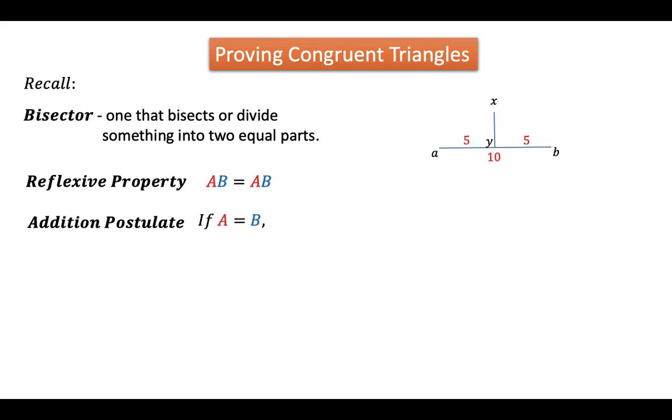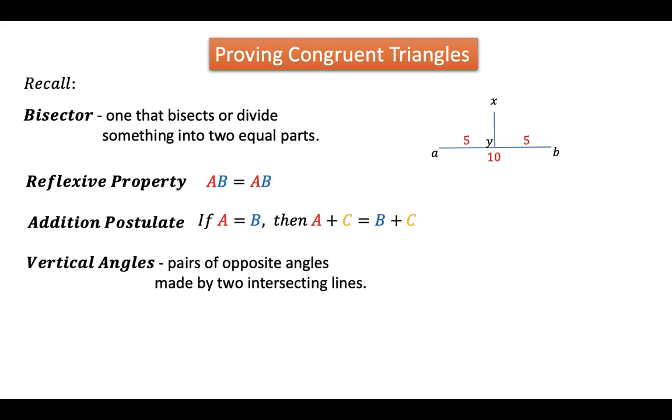When we say addition postulate, if A is equal to B, therefore A plus C is equal to B plus C. Then the vertical angles are the pairs of opposite angles made by two intersecting lines. For example, we have two lines here. So this angle and the other angle are called a pair of vertical angles, and they are said to be congruent. So if the left side angle measures 30 degrees, the right side angle is 30 degrees. So whatever the measure of the angle here on top, that is congruent to the measure of the angle below.